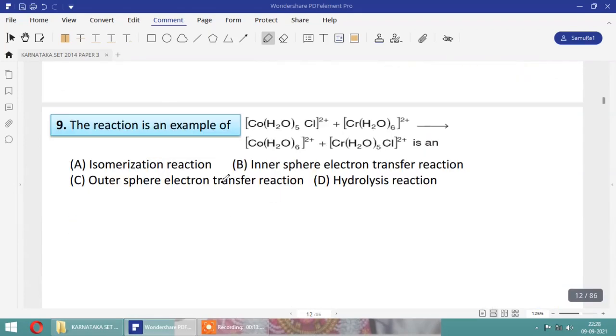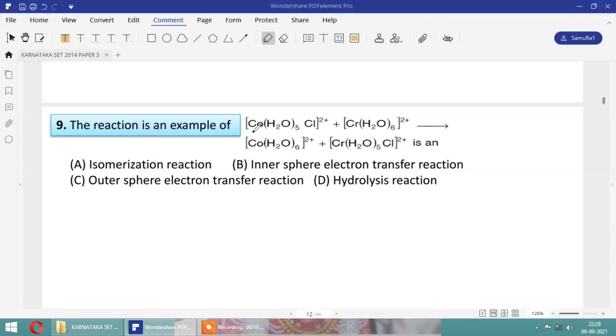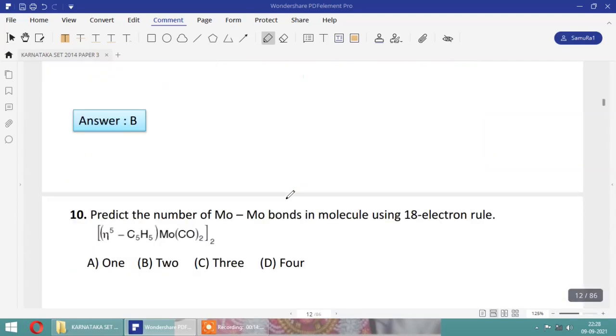Next question, 9th question. The reaction is an example of what? See, this reaction is nothing but an inner sphere electron transfer reaction, where chlorine acts as a bridging ligand. So options A, C and D are ruled out, and option B is correct. It's an example of an inner sphere electron transfer reaction.